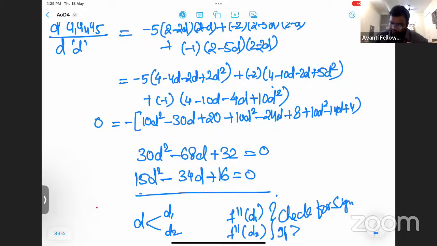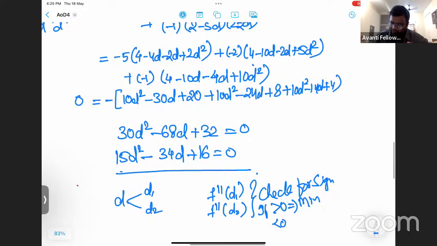If greater than 0, then minima. If less than 0, maxima. This is of our interest. So whichever gives you less than 0, that value will be your answer. Okay. Solve it. I'll discuss this in the next class.